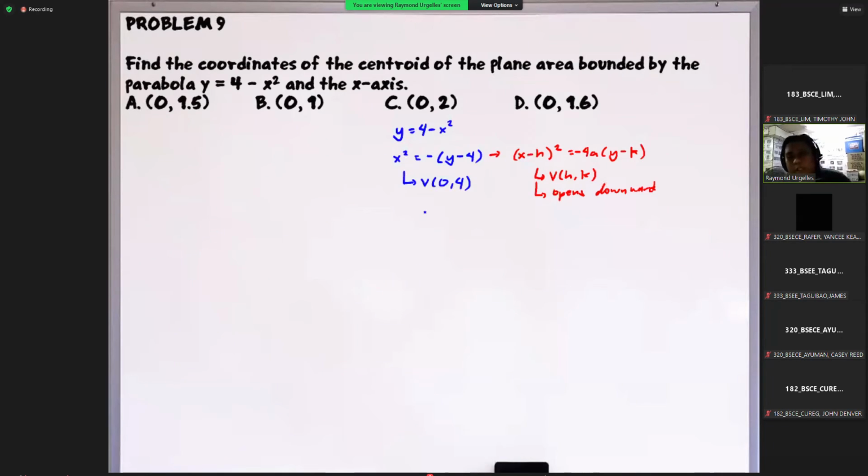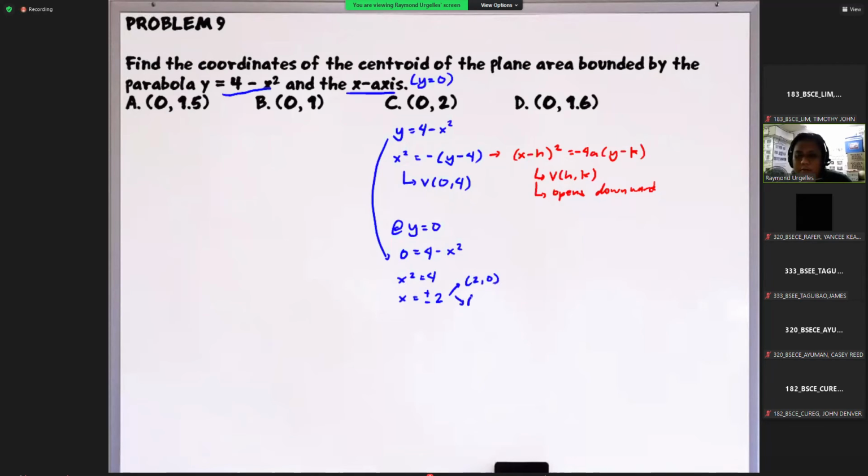Then we get the points of intersection ng boundaries natin. Ang boundary natin is ito, saka yung x-axis. Ang x-axis is y is equal to 0. So let's solve at y is 0. We have 0 is equal to 4 minus x squared, so x squared is equal to 4, so x is equal to plus or minus 2. Therefore, yung dalawang points of intersection natin is 2, 0, saka negative 2, 0.